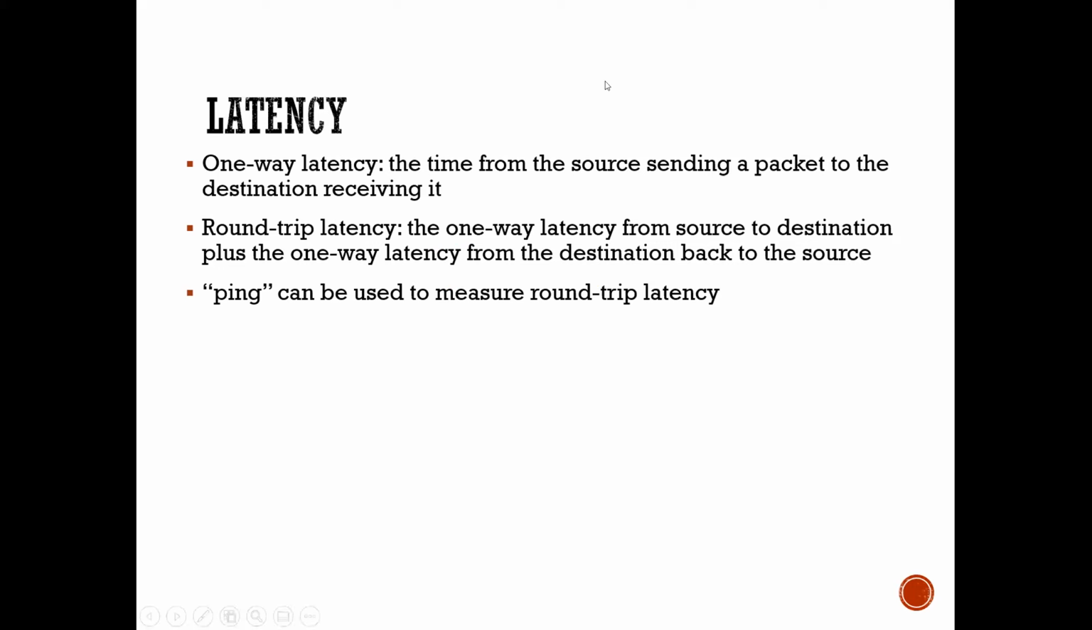One-way latency is the time from the source sending a packet to the destination. Round trip latency is the one-way latency from source to destination plus the one-way latency from destination back to the source. Ping can be used to check the round trip latency.